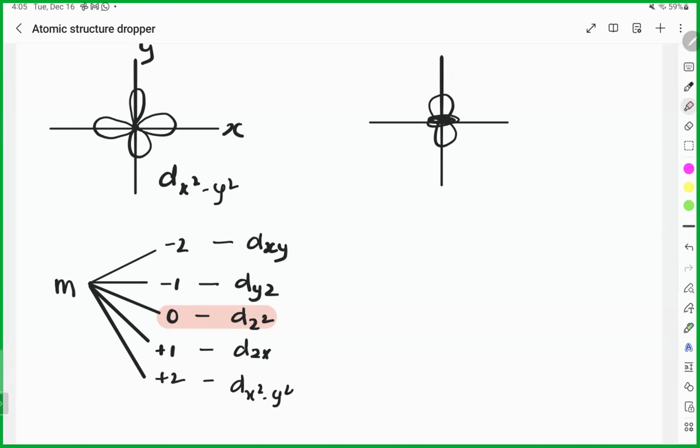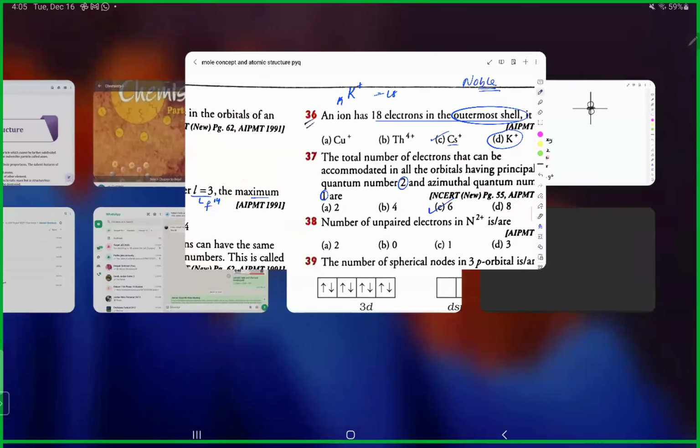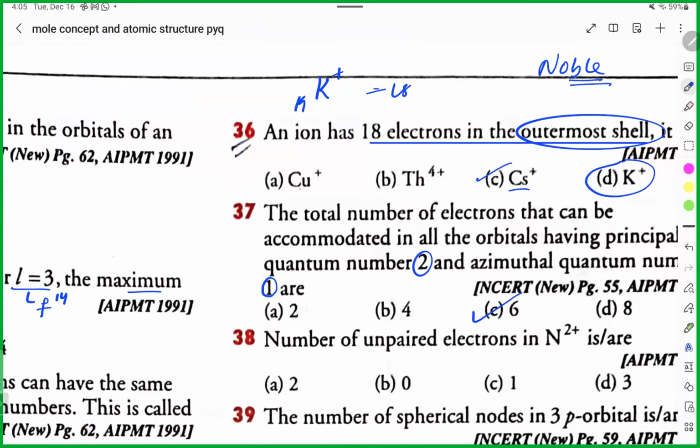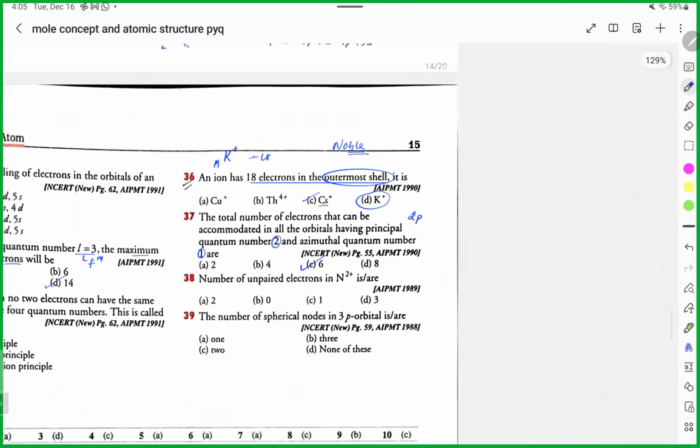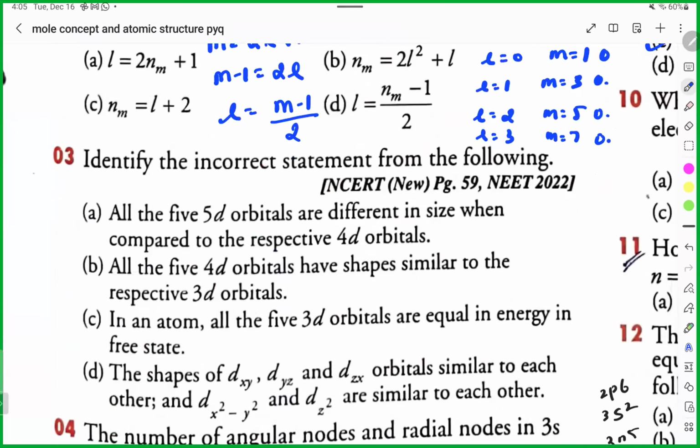Any doubt, guys? Sir, you must be thinking what are you doing. See this question: all 5D orbitals are different in size.